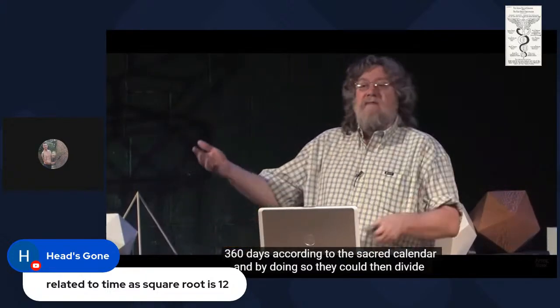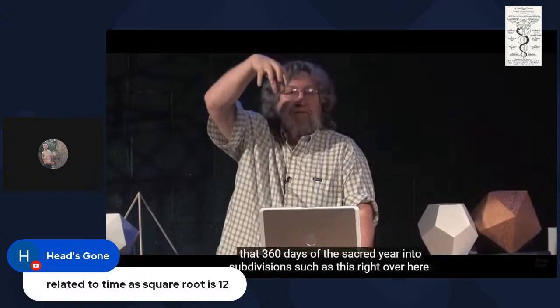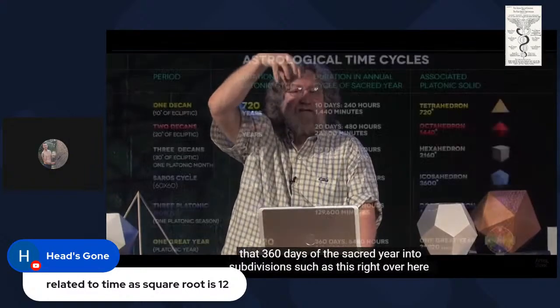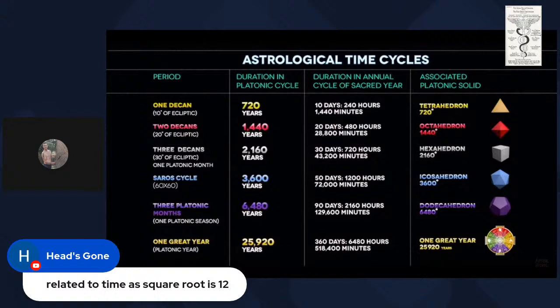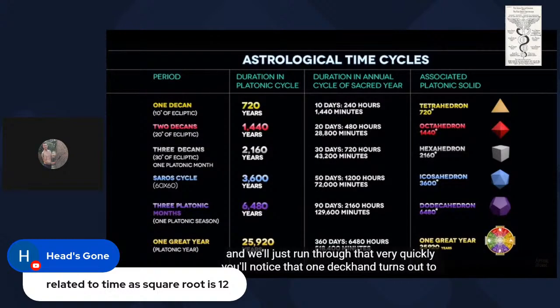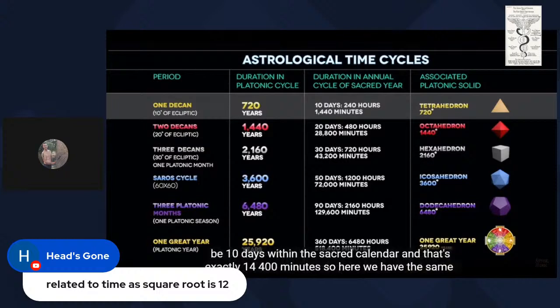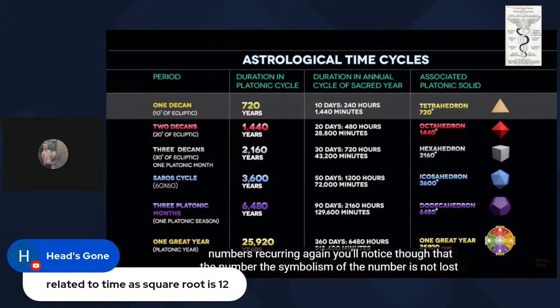And by doing so, they could then divide that 360 days of the sacred year into subdivisions such as this right over here. And we'll just run through that very quickly. You'll notice that 1 decan turns out to be 10 days within the sacred calendar, and that's exactly 14,400 minutes. So here we have the same numbers recurring again.